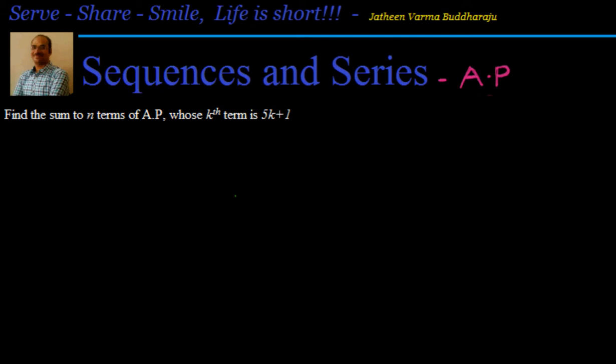Find the sum to n terms of an arithmetic series or arithmetic progression whose kth term is 5k plus 1. So what we have to find out? We have to find out S of n. What we know is the kth term. Kth term means what is that? A of k is equal to 5k plus 1. Okay, right. We have to find out Sn.